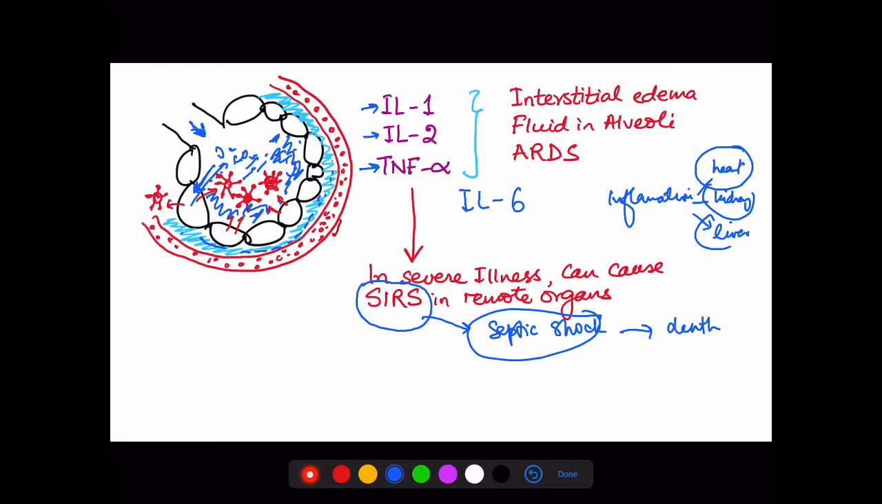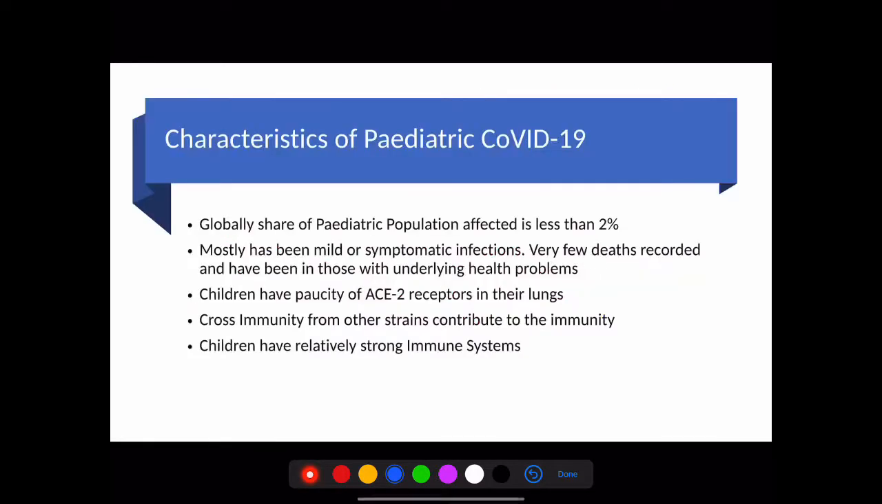Now the thing is that children basically have a paucity of ACE2 receptors in their lungs. So what does it mean? That they do not have enough ACE2 receptors in their lungs. That's one of the reasons that this virus does not affect children to the extent that it affects adults and the elderly. So one reason is that there are not enough ACE2 receptors, so it's not easy for the virus to replicate and then cause a severe infection.